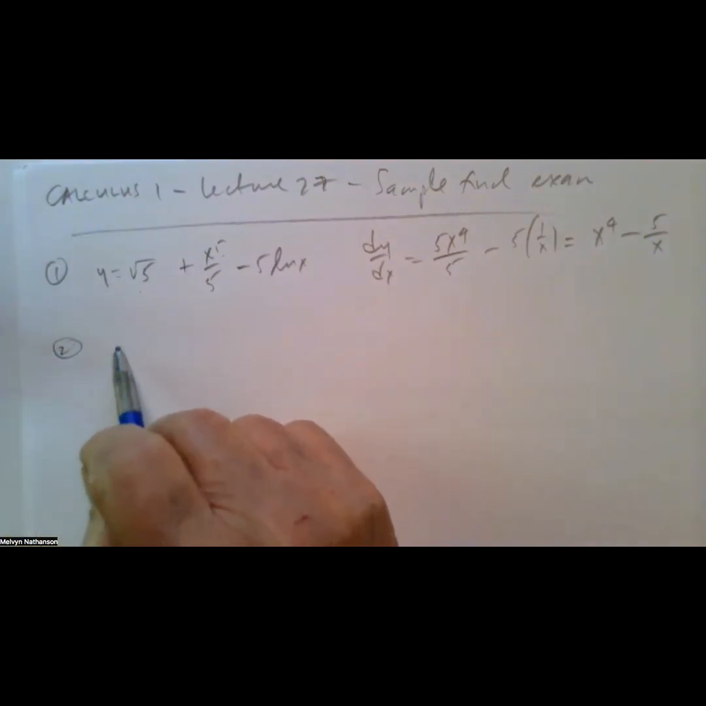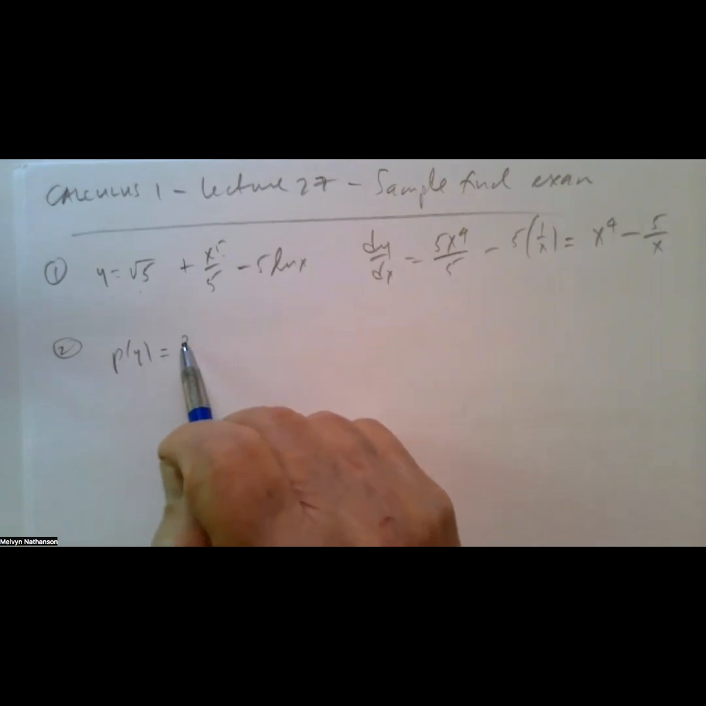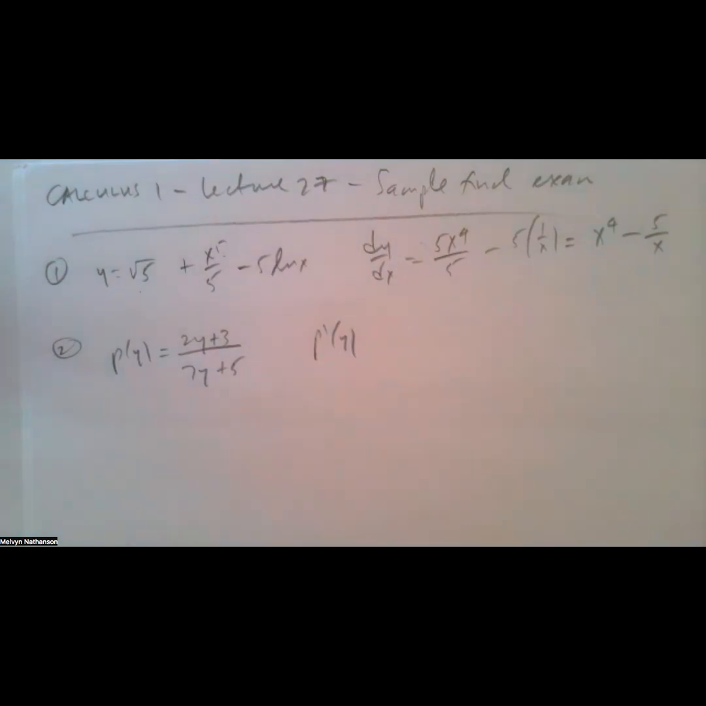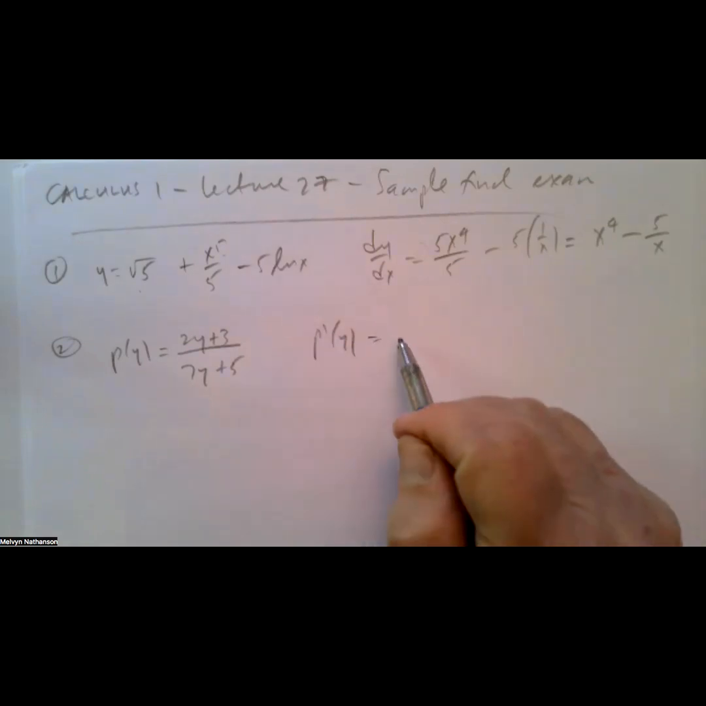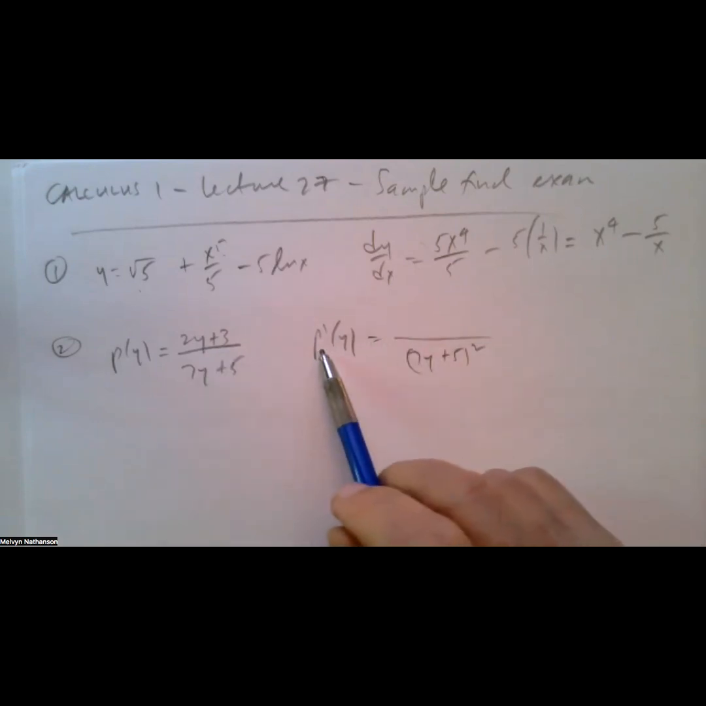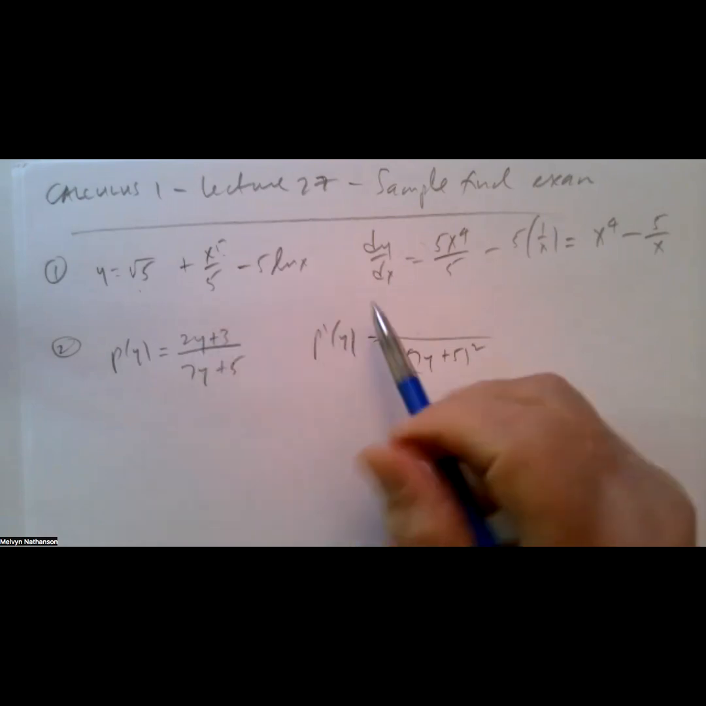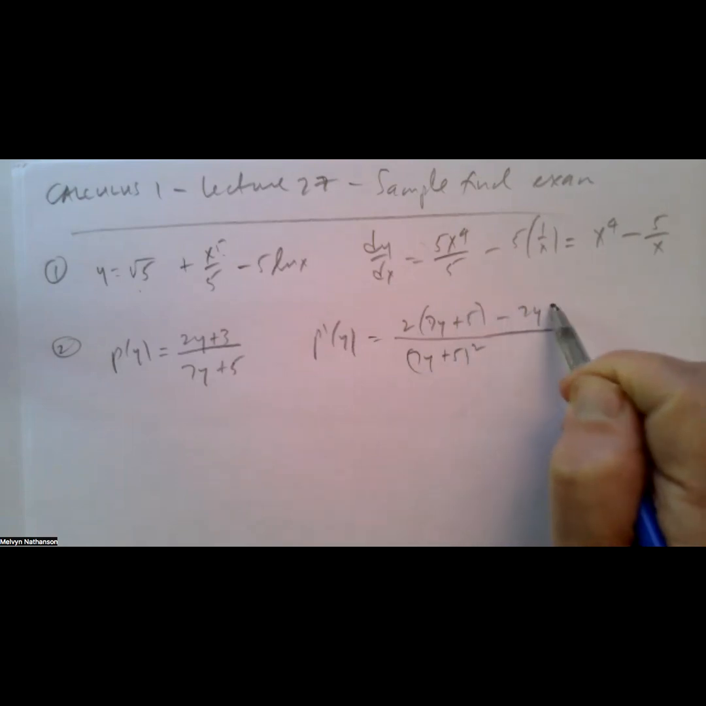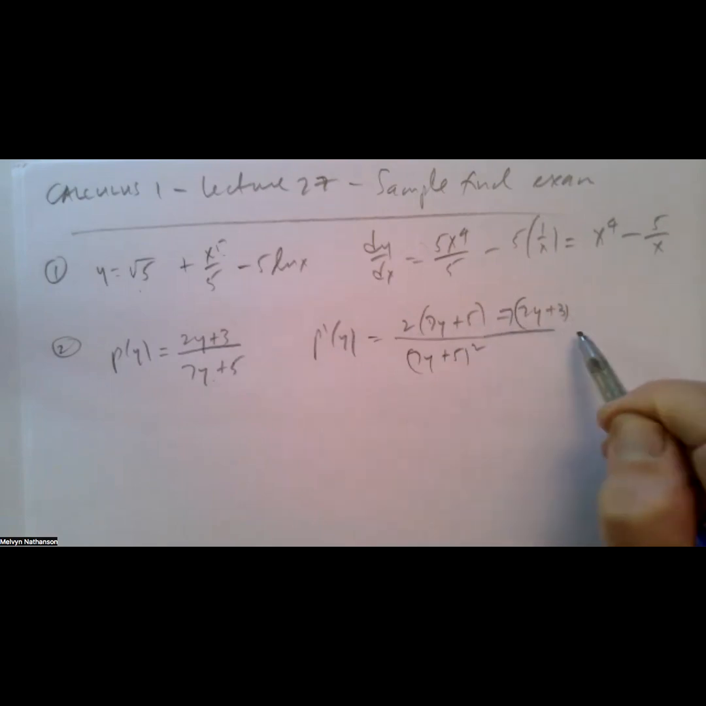Problem 2, we have a function p of y equals 2y plus 3 over 7y plus 5, and we want to find the derivative. So in this case, y is the variable. It's no big deal. This is a quotient, so you use the quotient rule. The denominator of the function is squared in the derivative. And then the numerator of the derivative is the derivative of the numerator, 2y plus 3, which is 2, times the denominator, minus the numerator, times the derivative of the denominator.